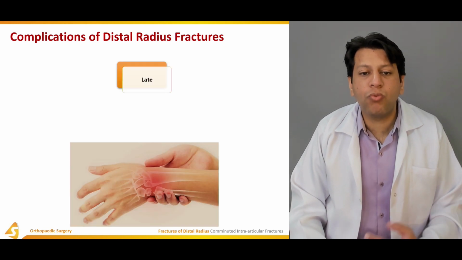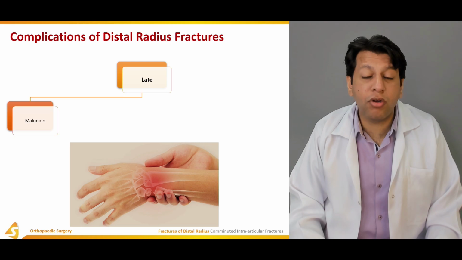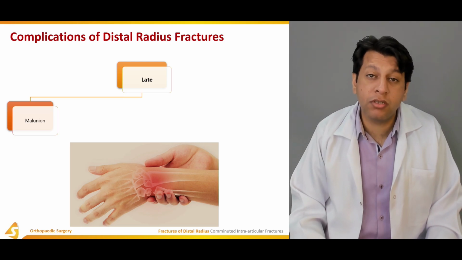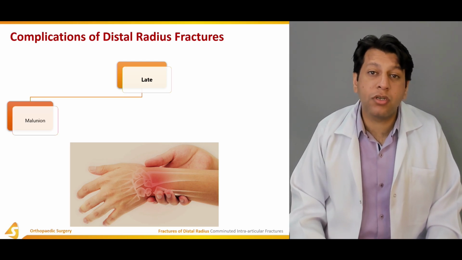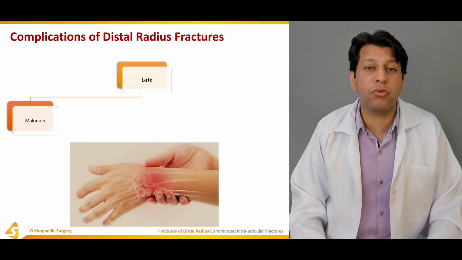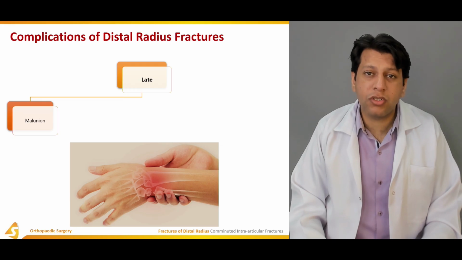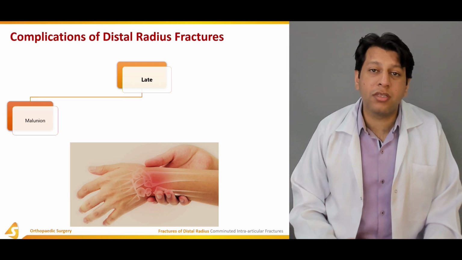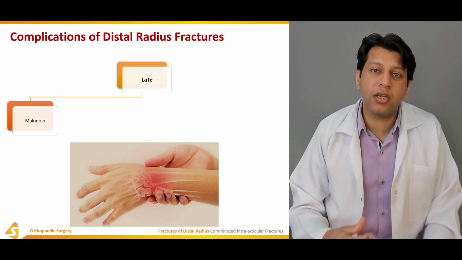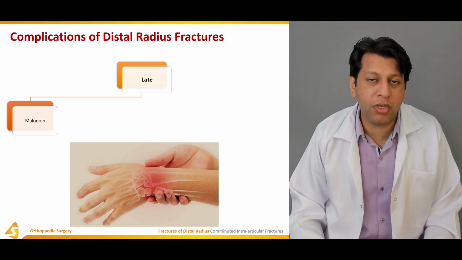Now, what are the late complications? The late complications include the malunion. There may be associated pain and deformity of the wrist joint. The patient may not be able to use the wrist joint properly, and when you get the X-rays, it results in a malunion because the fracture is united in a position which is not an anatomical position.